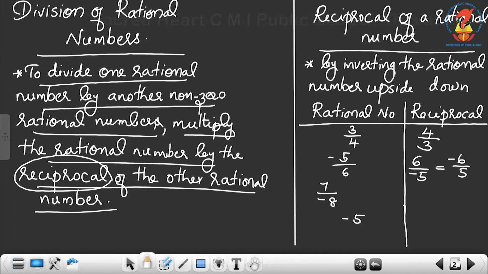Then 7 by negative 8. The reciprocal is negative 8 by 7. Negative 5 is given. So, what is the reciprocal of negative 5? Negative 5 we can write in the rational form as negative 5 by 1. What is the reciprocal of negative 5 by 1? It is 1 by negative 5. And 1 by negative 5 we can write in the standard form. So, make the denominator positive. We can write negative 1 by 5.